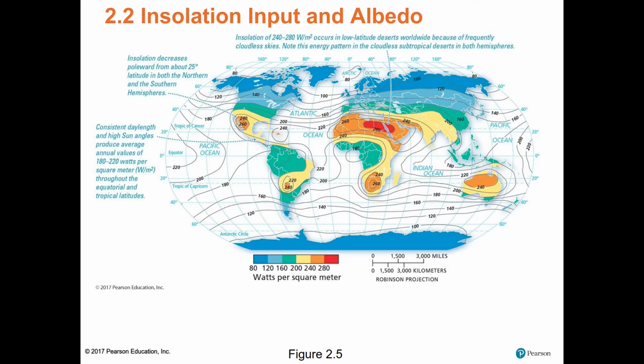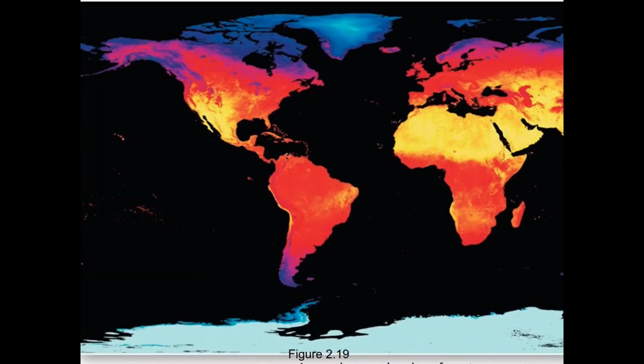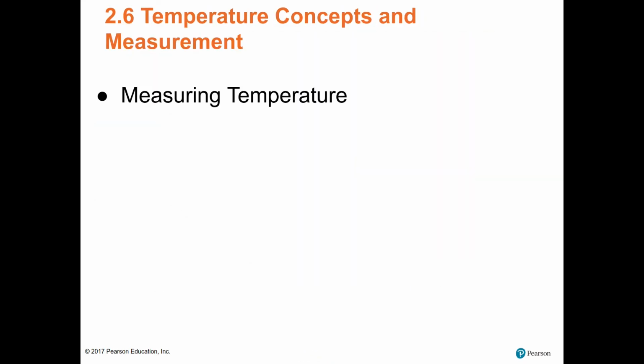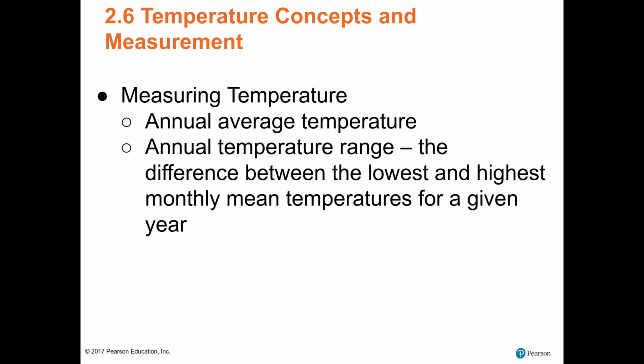And again, looking at insolation input, you can see that the pattern of insolation input is a major driver of the patterns of skin temperature. Measuring temperature, we're going to look at average annual. So that's every month added up, divided by 12. And then the annual temperature range is the difference between the hottest and the coldest months.